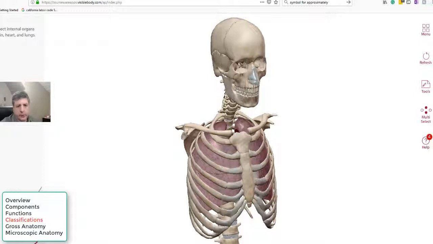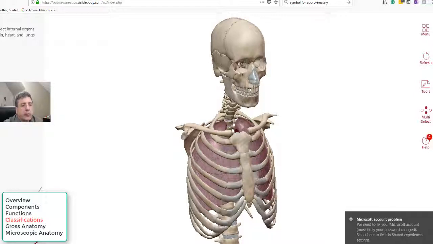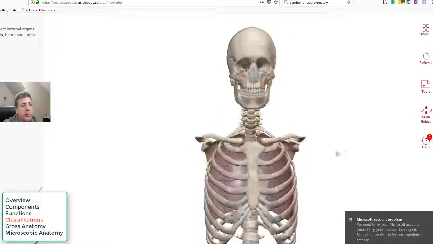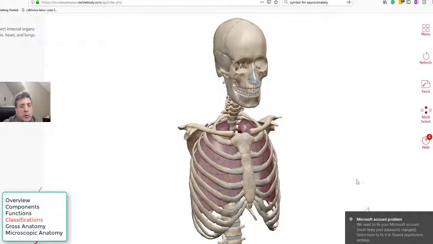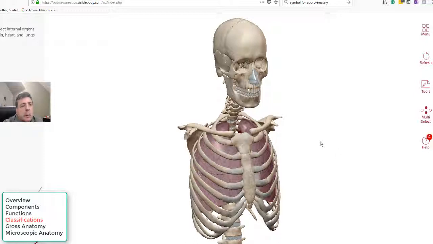Let me just put a little disclaimer or notice on here. Many of the pictures and graphics that you see, like when we're seeing this skull and moving it around, are all associated with a program called Visible Body. This is the program that I was talking about in class. So if I don't mention this on all the videos, most of these are going to be from Visible Body.